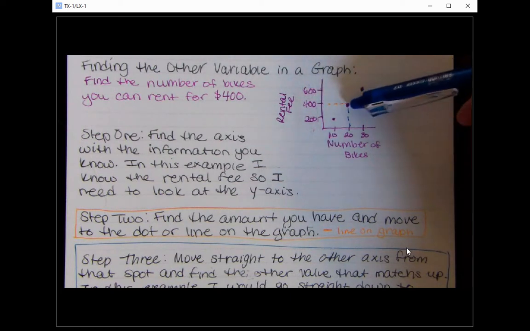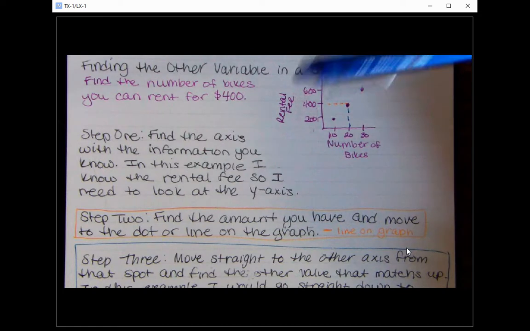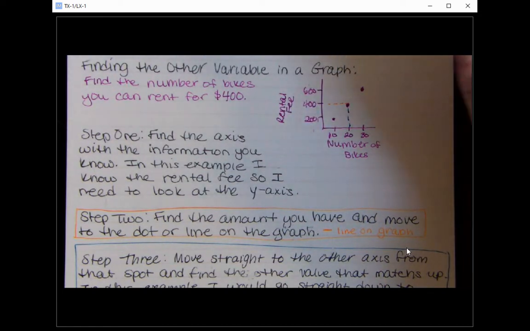So I went straight across. Notice how it was side to side. Exactly. It wasn't diagonal, it wasn't anything else. It was just side to side.